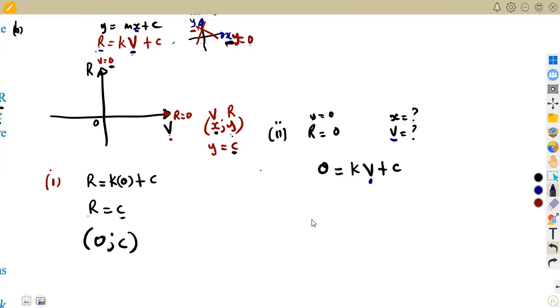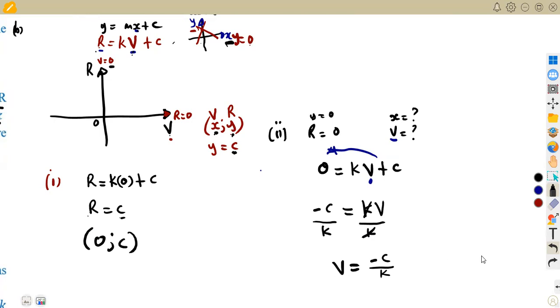Meaning to say, we are going to make v the subject. Transpose c to the other side and it becomes negative. So negative c is equal to kv. To find v, we divide by k on both sides. So the expression for v is going to be minus c over k. This is the expression that is representing v. But we need the point. Remember the point, like I said, is (x, y).